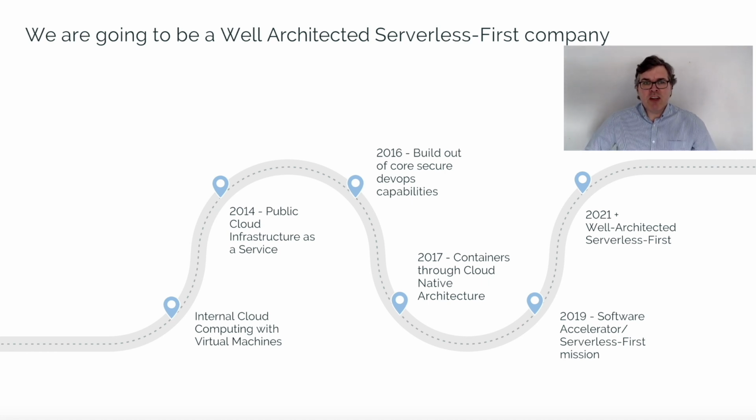And as we started to get adoption, see the successes and challenges of our teams, we had a great feedback loop in place to constantly improve and evolve our ecosystem. And this feedback from our teams really helped shape the evolution of the North Star to be now a well-architected serverless first company.